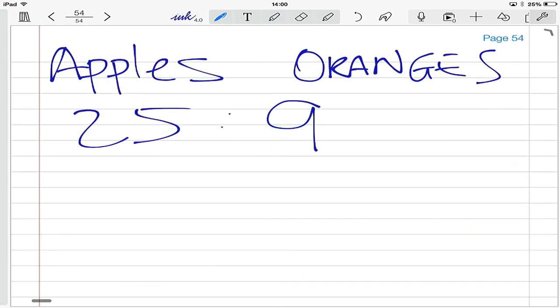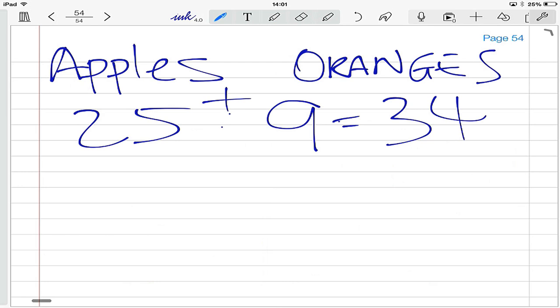Okay, so now we've got apples and oranges. It really doesn't matter what it is. It could be fish, it could be shovels, it could be tall people, redheads, it could be anything. It doesn't really matter, but the ratio is important. So we've got a ratio of apples to oranges of 25 to 9. For every 25 apples, we have 9 oranges. Let's assume that that's all we have, 25 apples and 9 oranges. That'll give us a total of 34 pieces of fruit.